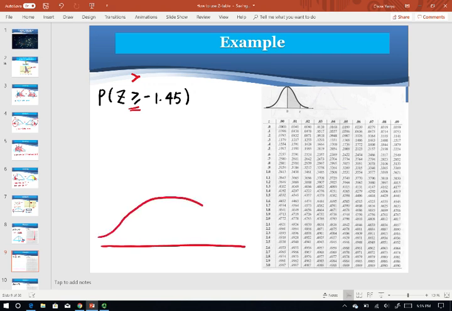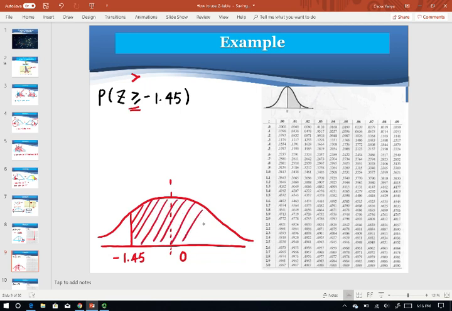A bell-shaped curve, and the middle is 0. Negative 1.45 should be on this side. Put a line at negative 1.45. Bigger than will be everything on the right. So if you look at this picture, it should be equal to 0.5 plus the table value according to 1.45.